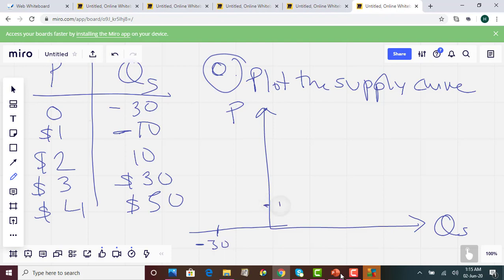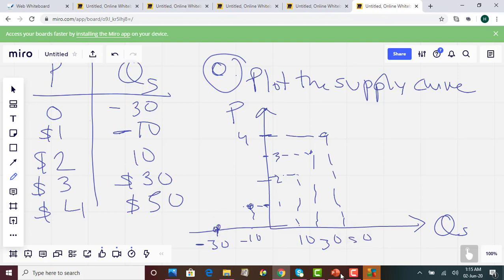When price is equal to 1, quantity supplied is minus 10. When price is 2, quantity supplied is 10. When price is 3, quantity supplied is 30, and when price is 4, quantity supplied is 50. And then we connect all the dots.